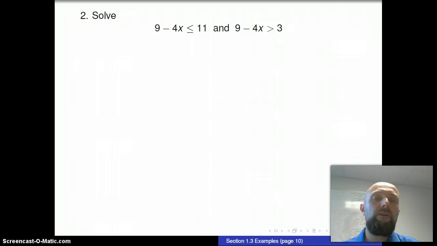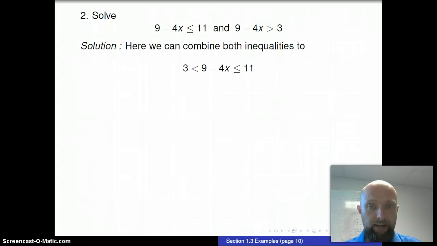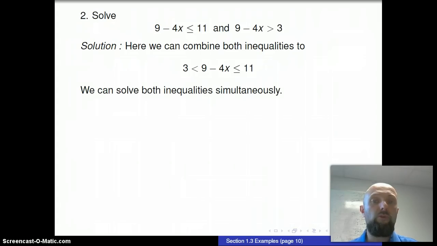Second example. Solve the compound inequality 9 minus 4x is less than or equal to 11 and 9 minus 4x is greater than 3. This is a compound inequality with and, both inequalities deal with the same expression 9 minus 4x. So we can combine both inequalities to become 3 is less than 9 minus 4x is less than or equal to 11. And now we can solve both inequalities simultaneously.